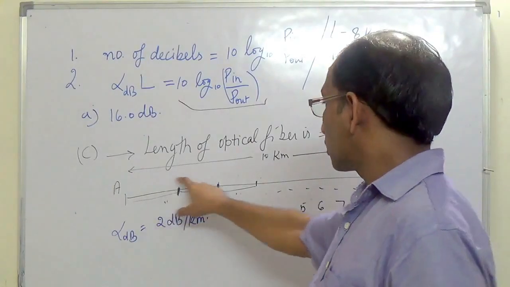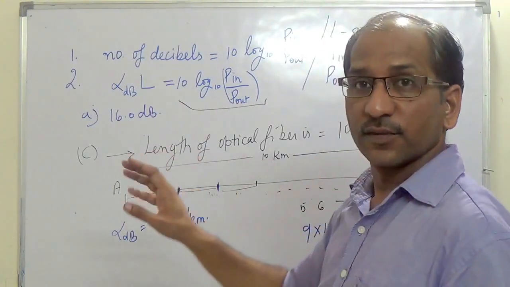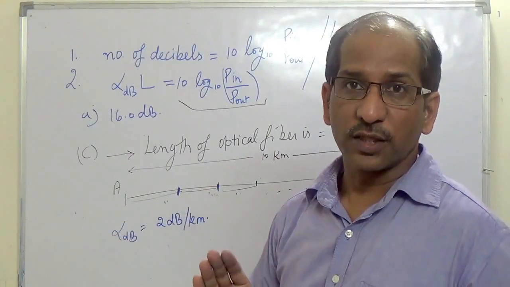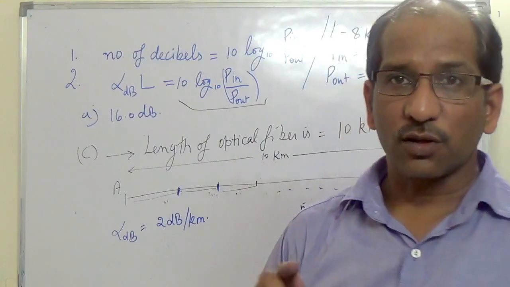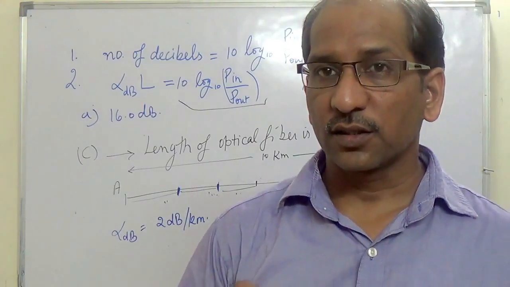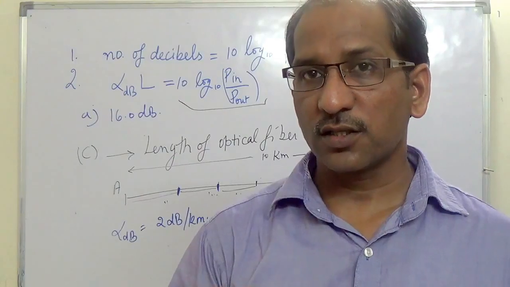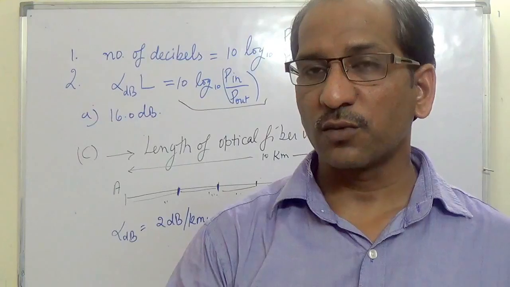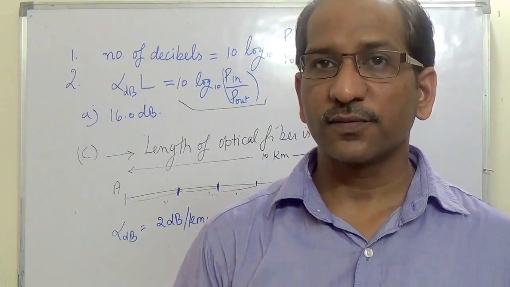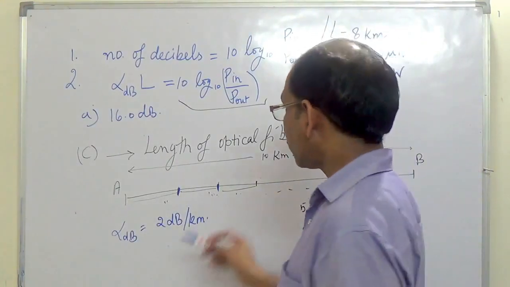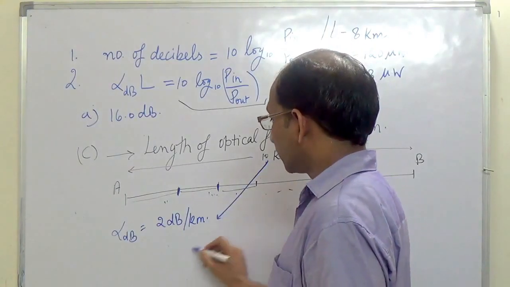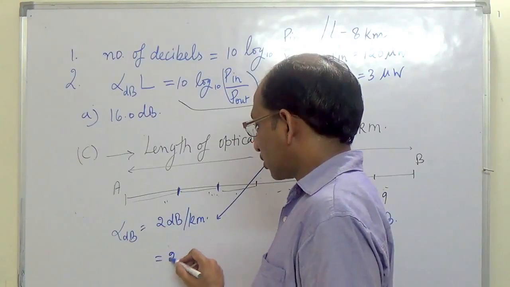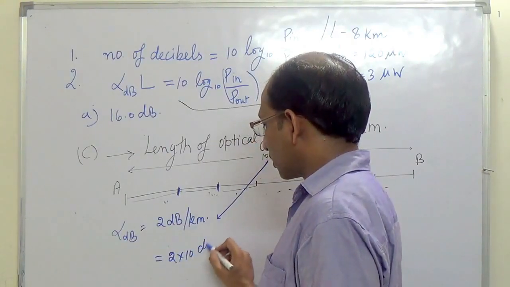So we have used the same optical fiber. Length right now is 10 kilometer, and for each kilometer we lose 2 decibel of the signal. There are 10 kilometer, so total loss into the signal will be 2 into 10 decibel. So in 10 kilometer the attenuation will be equal to 2 into 10 decibel.